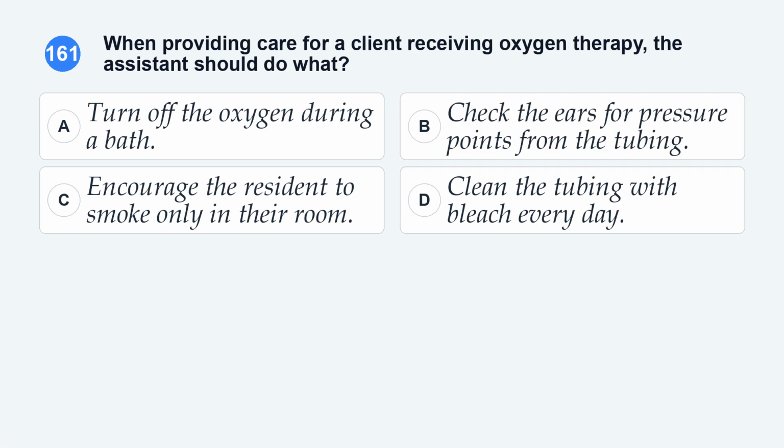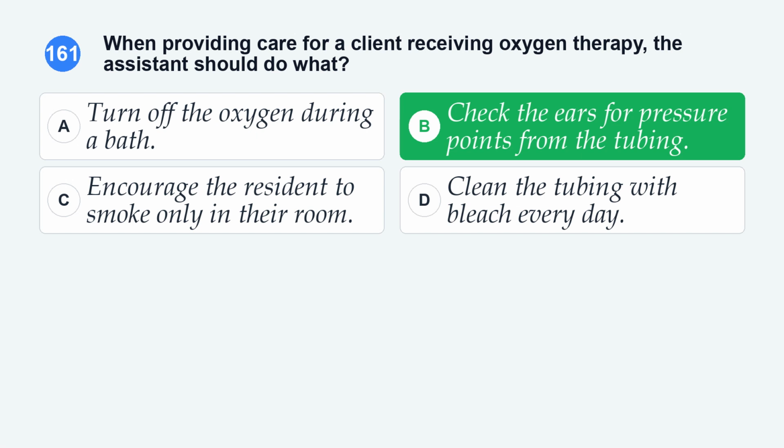Question 161. When providing care for a client receiving oxygen therapy, the assistant should do what? Option A, turn off the oxygen during a bath. Option B, check the ears for pressure points from the tubing. Option C, encourage the resident to smoke only in their room. Option D, clean the tubing with bleach every day.